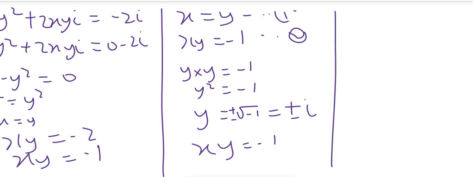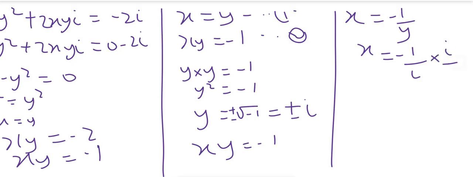From here, I have x equal minus 1 over y. x is equal to minus 1 over I. If you rationalize this with I over I, you have minus I over I squared, minus I over minus 1. This is I. So when y is I, x is also I.